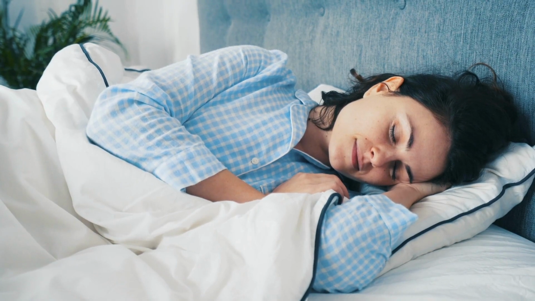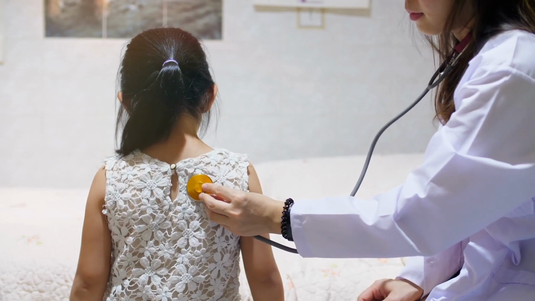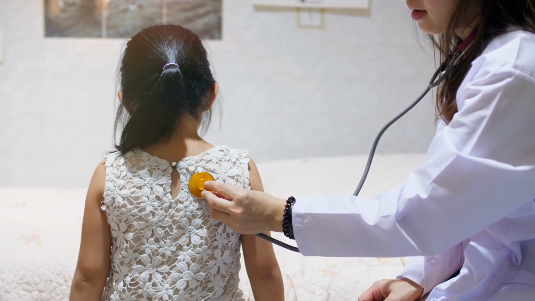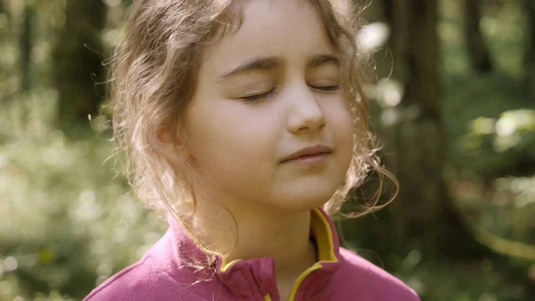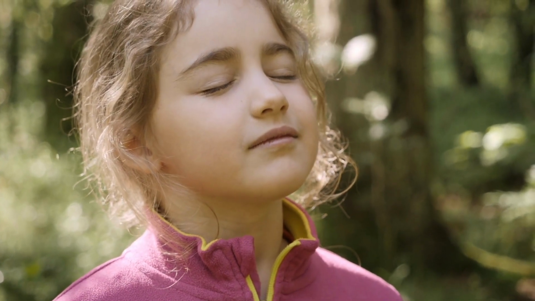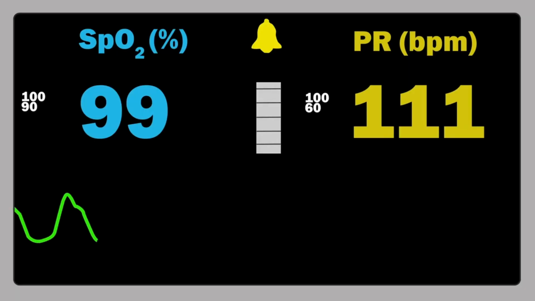In some cases, this can result in a decrease in oxygen saturation levels in the blood. By removing the adenoids, the airway obstruction is removed, and breathing through the nose can become easier. This can improve the amount of oxygen that is inhaled, potentially leading to an improvement in oxygen saturation levels in the blood.